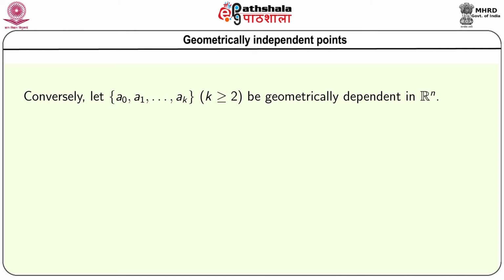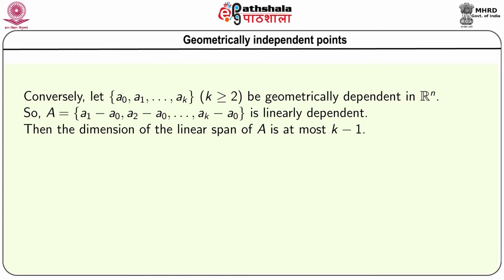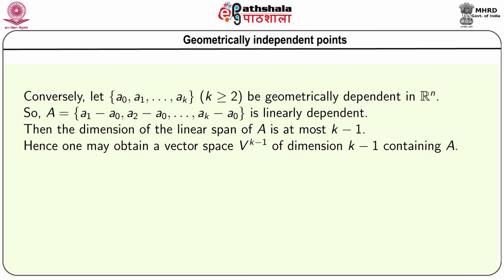Conversely, suppose this set A0 to Ak is geometrically dependent in Rn. So, A1 minus A0 to Ak minus A0, this particular set capital A is linearly dependent. Then the dimension of the linear span of A is at most k minus 1. Hence, one may obtain a vector space Vk minus 1 of dimension k minus 1 containing the set A.